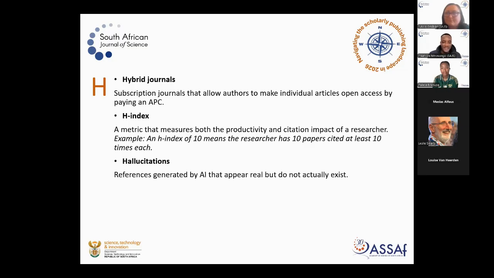Hi everyone, I'll be taking off from H to P. Hybrid journals are subscription journals that allow authors to make individual articles open access by paying an APC. An H-index is a metric that measures both productivity and citation impact of a researcher. For example, an H-index of 10 means the researcher has 10 papers cited at least 10 times each. Hallucinations are references generated by AI that appear real but do not really exist.